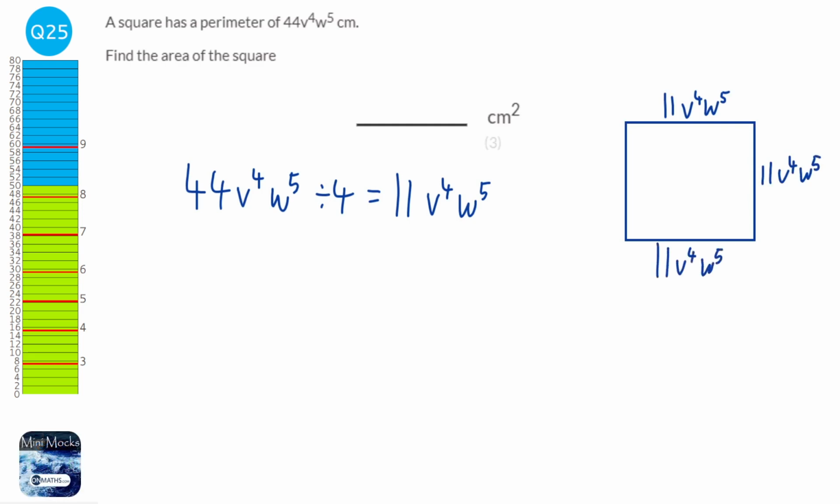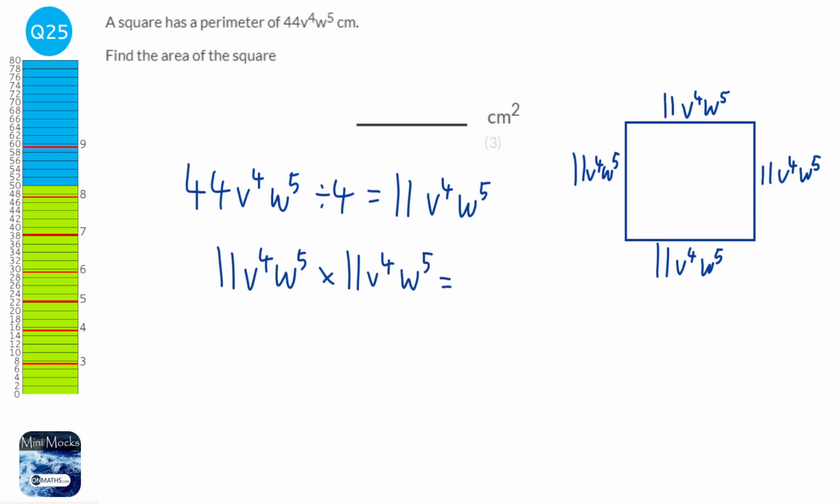when you add, you don't add the v to the power 4 w to the power 5. It's just going to be 11 lots, another 11 lot, another lot of 11, and another lot of 11. So it's 44 v to the power 4 w to the power 5 in total. And to work out what the area is, we obviously are going to square that. So we're going to do 11 v to the power 4 w to the power 5, and we're going to just times it by itself, which is what squaring means.